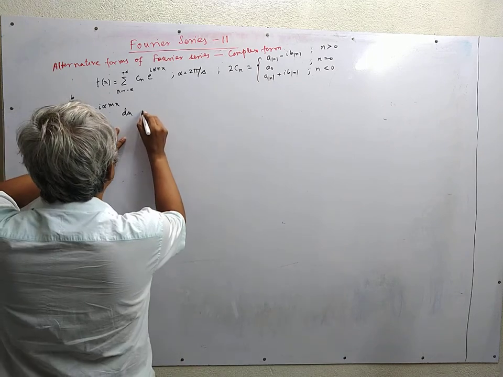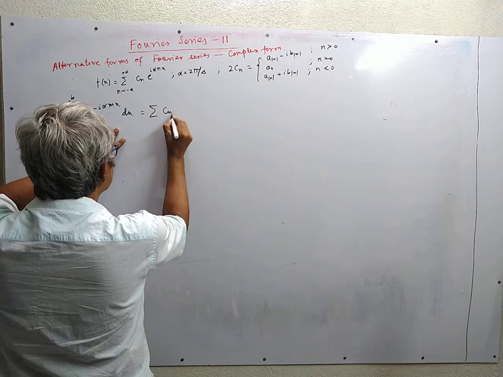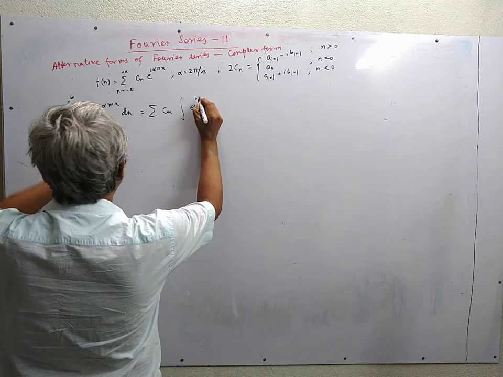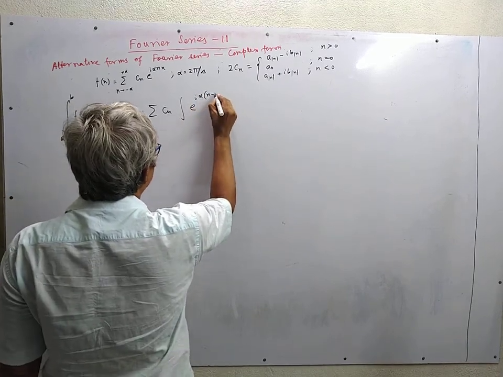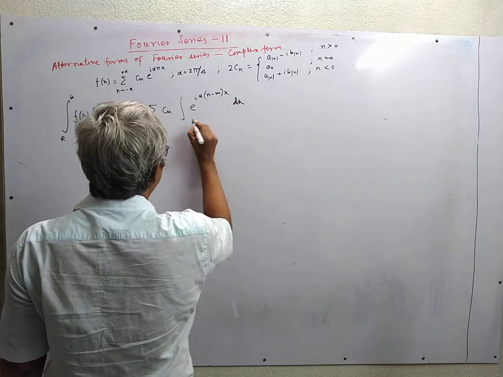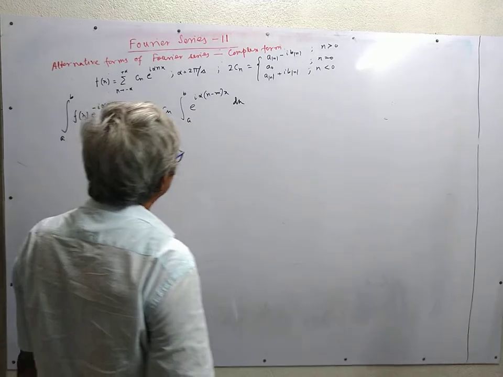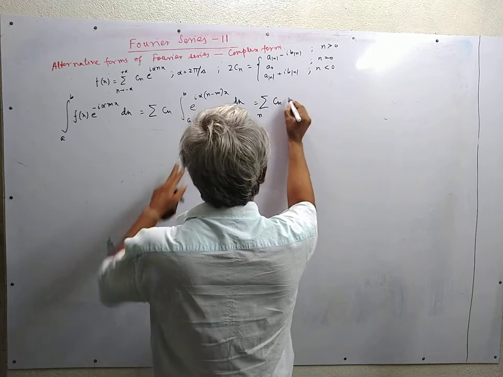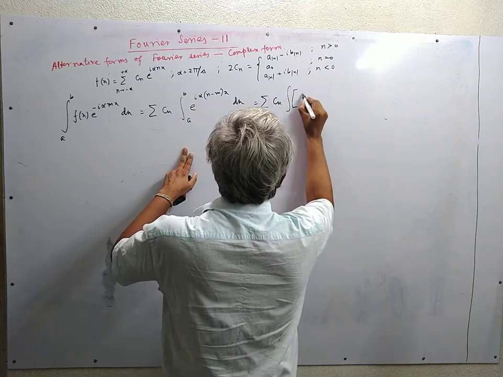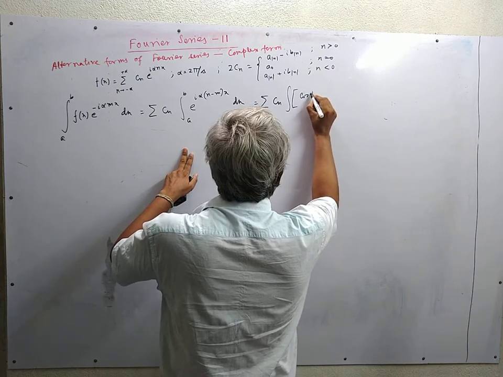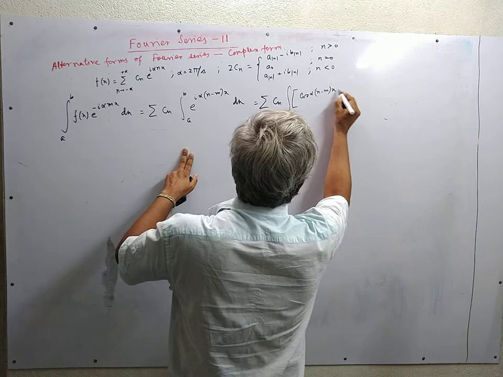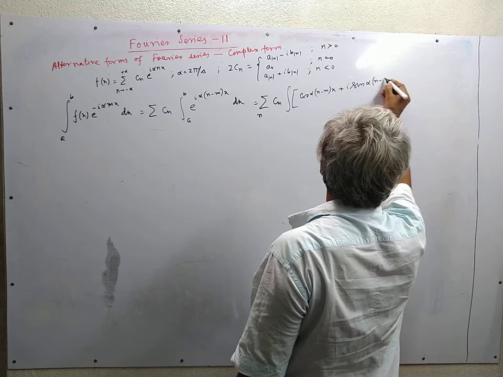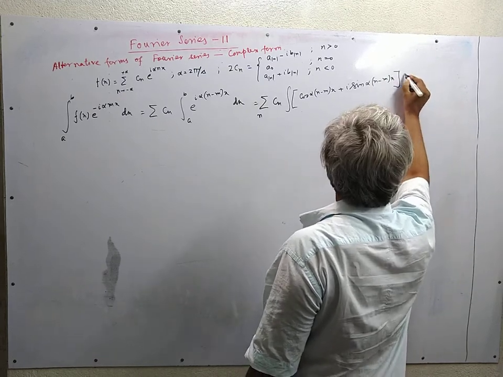And on the right hand side we will have summation over Cn, n tending to infinity, e to the power i alpha n minus m x dx from a to b. If we write it, we will have summation over n Cn integration of cos of alpha n minus m x plus i sine alpha n minus m x dx.